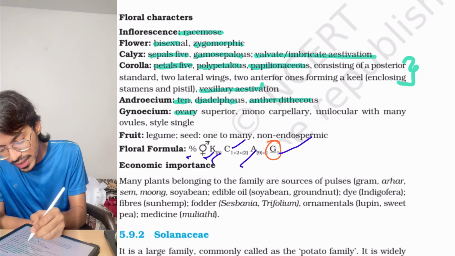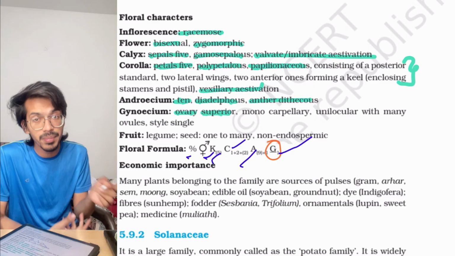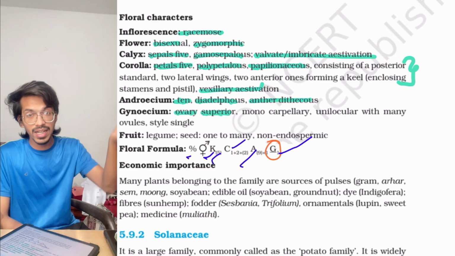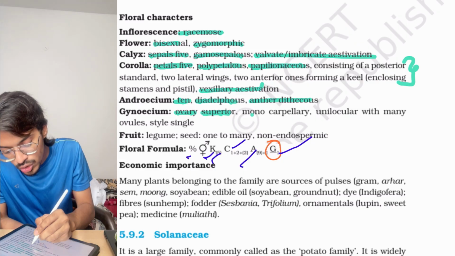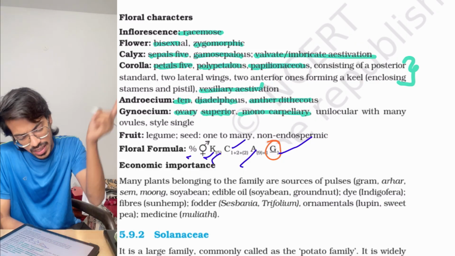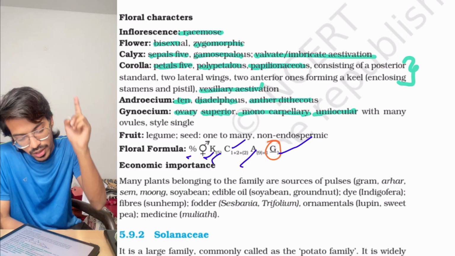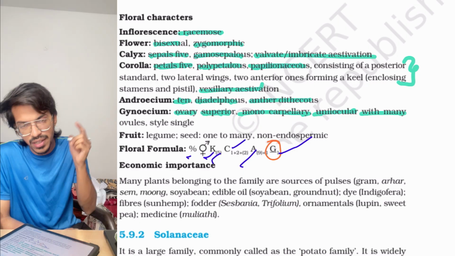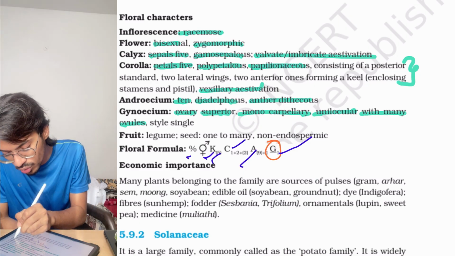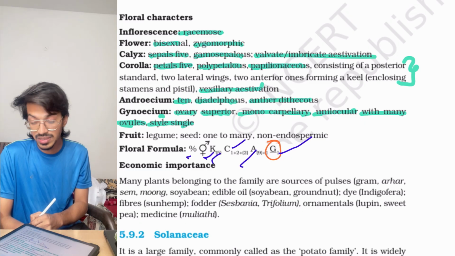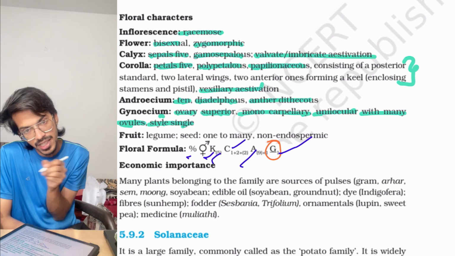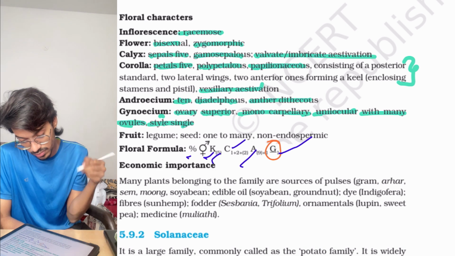Moving on, the ovary is what? Superior, which you have to remember, so underline it. Till now Brassicaceae was also superior, this is also superior, so we will learn it like that. It is monocarpellary, a single carpel is present. Earlier it was bicarpellary. Unilocular, only a single locule will be there, in which the ovules will be present. Many ovules are present, and the style is single. Inside it multiple ovules will be there.